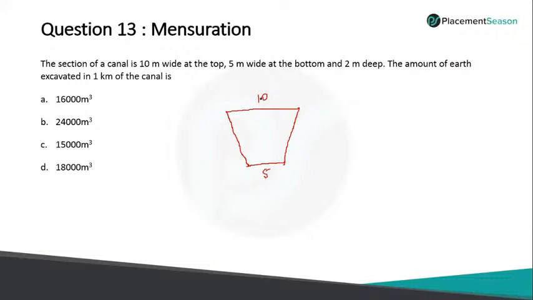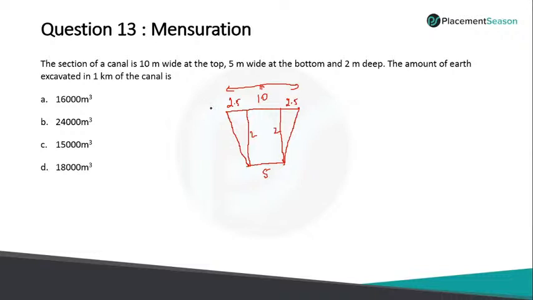We'll take the 2 meter deep. I'll just draw this. The depth should be 2 meter. So this and this are 2. Which means this will be 5 and this will be 2.5 and this will be 2.5. This whole is 10. Right? The amount of earth excavated in 1 kilometer of the canal. Right? In 1 kilometer of the canal.